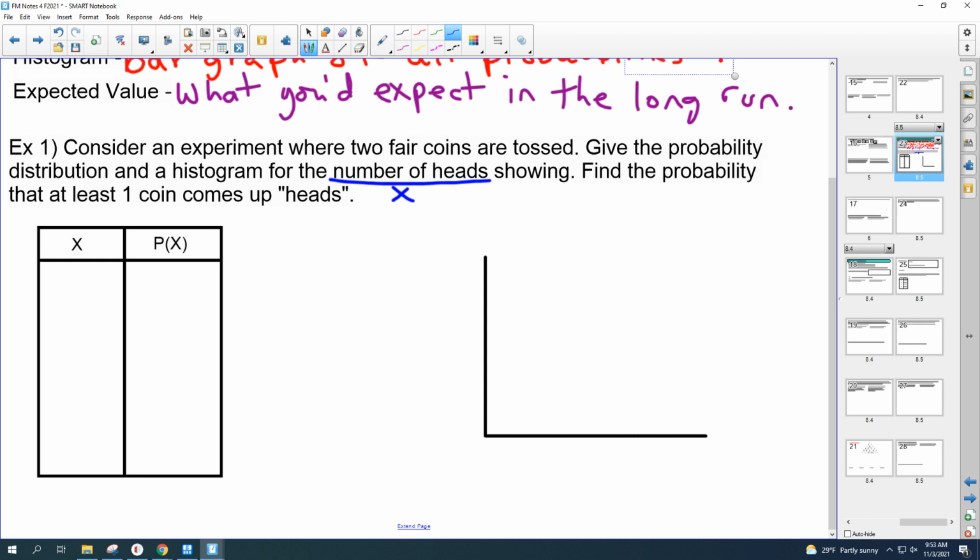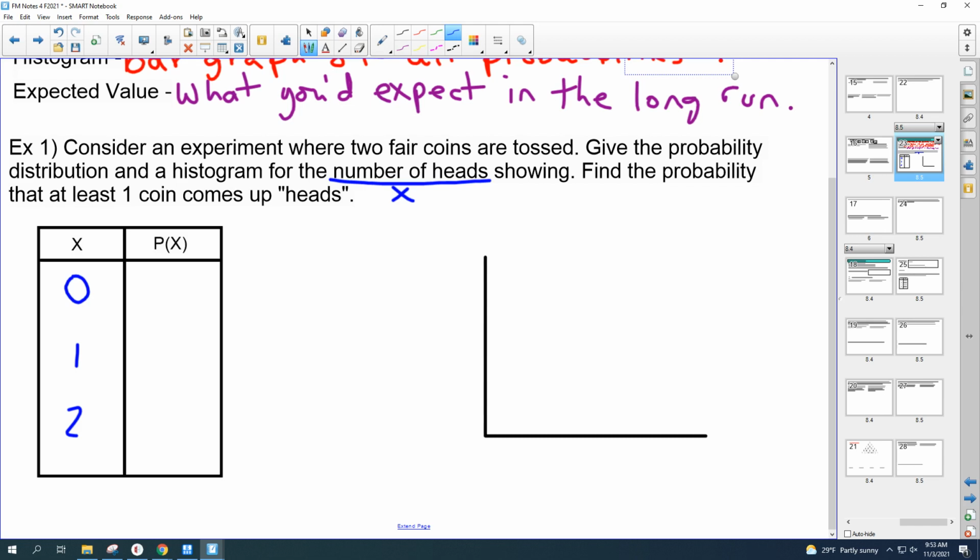X could take on a couple of different values. I'm tossing two coins. So how many heads could I possibly have showing up? Well, I could have 0 or 1 or 2. Those are the possible values that X could take in this particular problem. So my random variable, number of heads showing, could take on 0, 1, and 2.